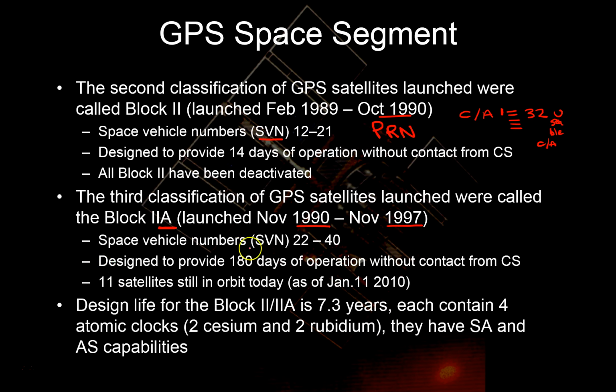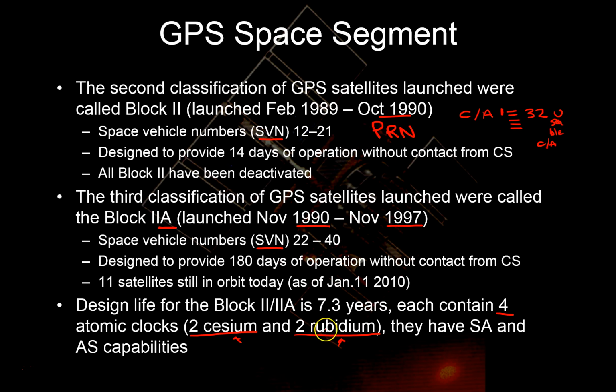So if you're ever looking at your GPS receiver and you're able to see the SV numbers as an indicator, if you see an SV number between 22 and 40, that gives you an indication that it is a Block 2A satellite. The design life for the Block 2 and Block 2A satellites was 7.3 years. Each contained 4 atomic clocks, 2 cesium-based atomic clocks and 2 rubidium-based atomic clocks, which are just different elements, different means of keeping time using cesium atoms and rubidium atoms.